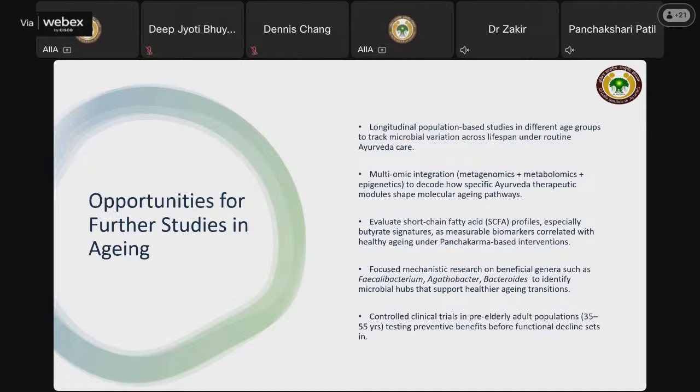And the opportunities are to understand longitudinal population-based studies in different age groups, to track microbial variation across the lifespan of those under Ayurveda care, and multi-omic integration, as Sir has already quoted, including evaluation of short-chain fatty acid profile, especially a butyrate signature, as a measurable biomarker correlated with healthy aging under Panchakarma-based interventions. Focused mechanistic research on beneficial genera such as Faecalibacterium, Agathobacter, and Bacteroides can identify microbial hubs that support healthier aging transition. Controlled clinical trials in pre-elderly adult populations can test preventive benefits against functional decline.